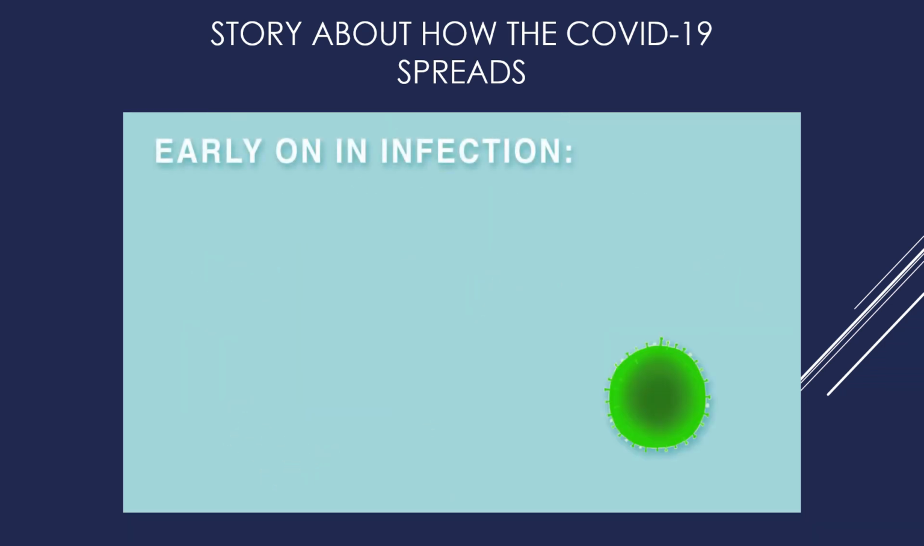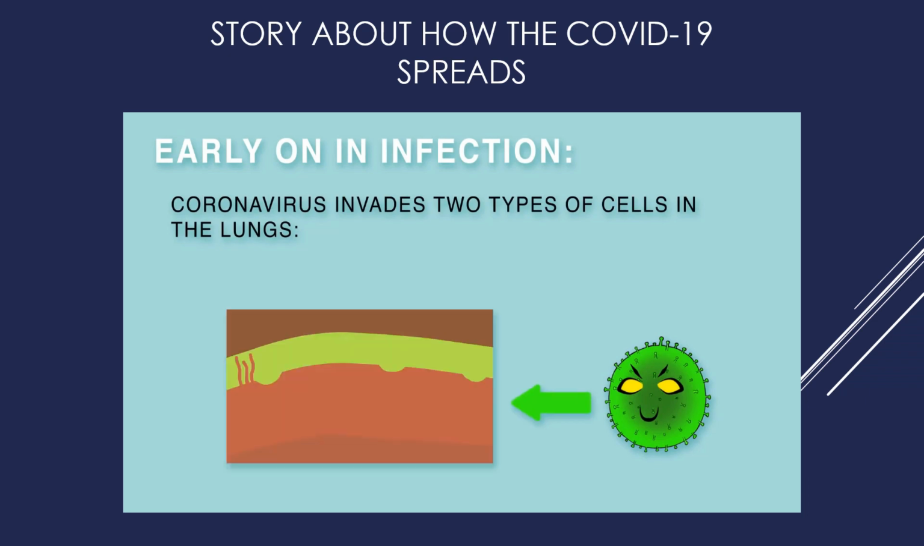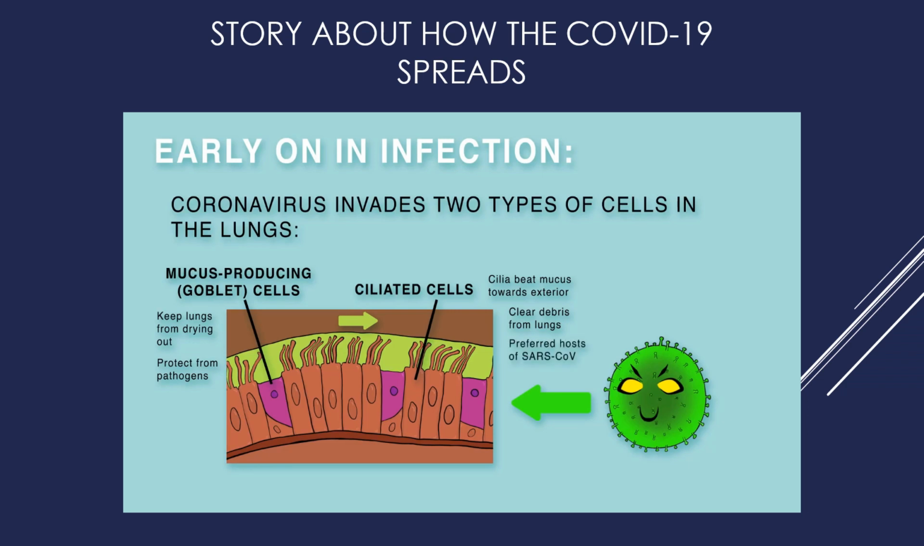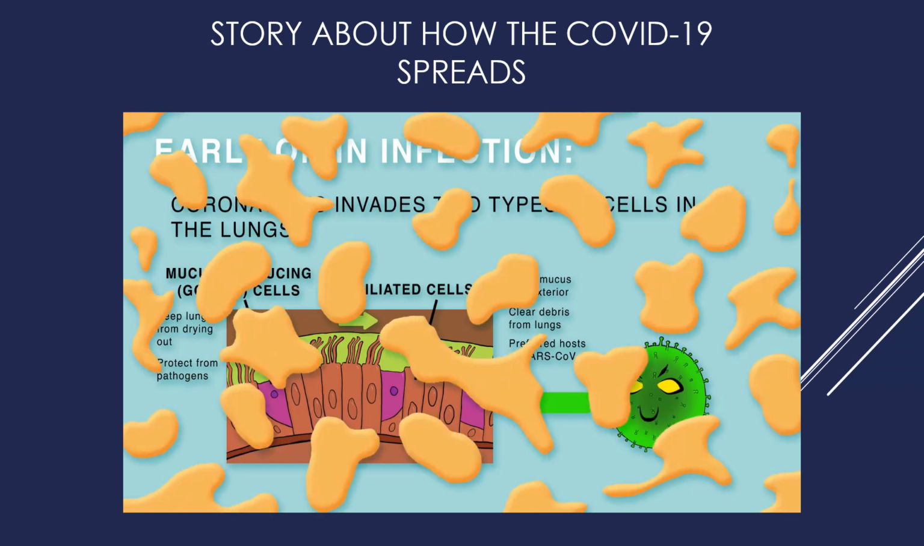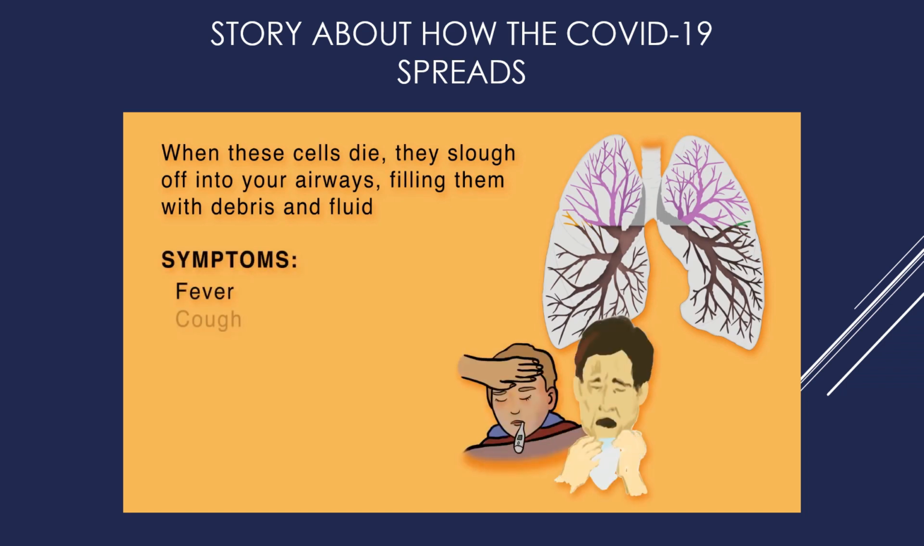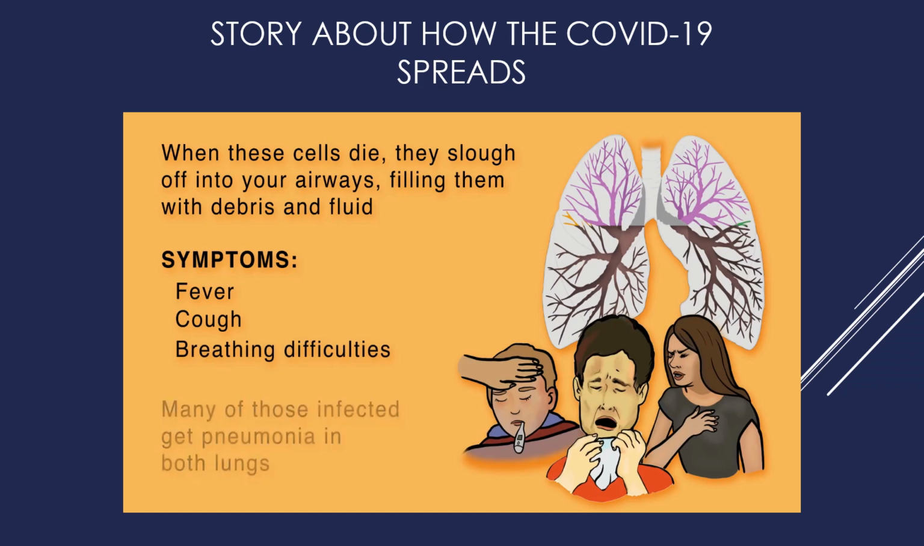Early on in infection, the coronavirus invades 2 types of cells in the lungs: mucus and cilia cells. Mucus keeps your lungs from drying out and protects them from pathogens. Cilia beat the mucus towards the exterior of your body, clearing debris, including viruses, out of your lungs. Cilia cells are the preferred hosts of SARS-CoV and are likely the preferred hosts of the new coronavirus. When these cells die, they slough off into your airways, filling them with debris and fluid. Symptoms include a fever, cough, and breathing difficulties. Many of those infected get pneumonia in both their lungs.